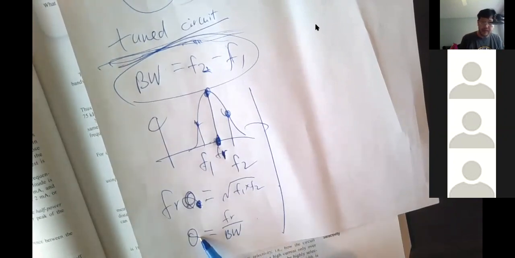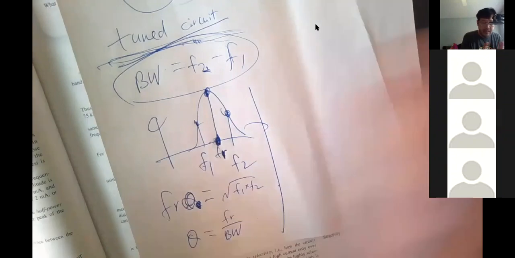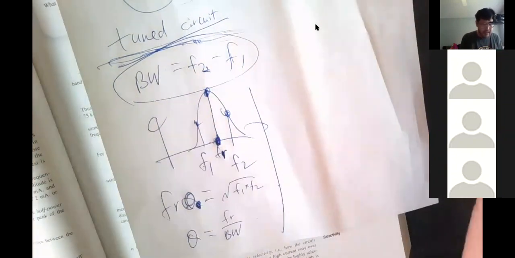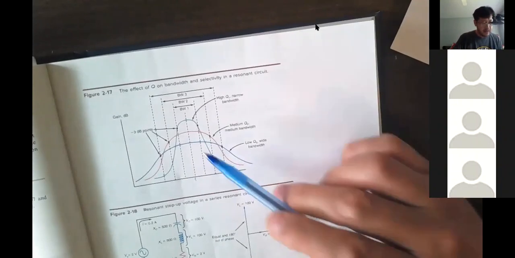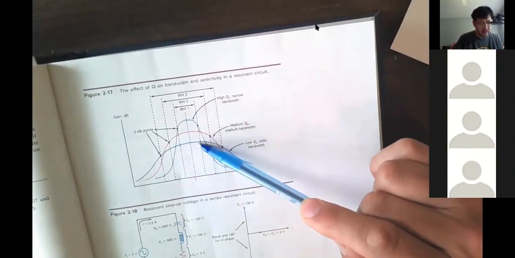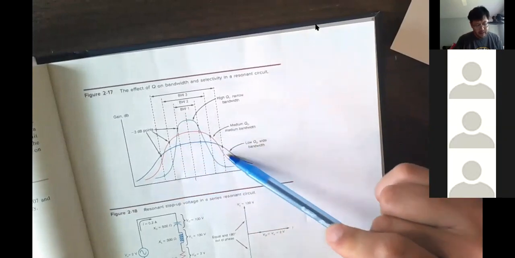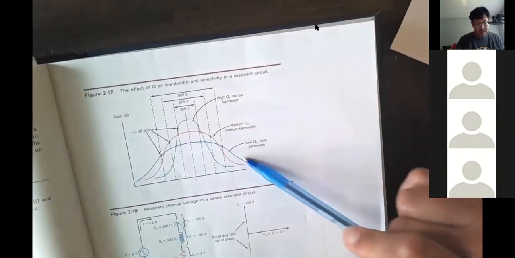Look at what quality means. These are kind of easy to understand. The bandwidth is narrow or wide. This is kind of in the center, the resonance frequency. What is the quality? Quality means selective. How selective your tuner is. So let's look at a couple of filters with different quality: the high quality, medium quality, and the low quality.